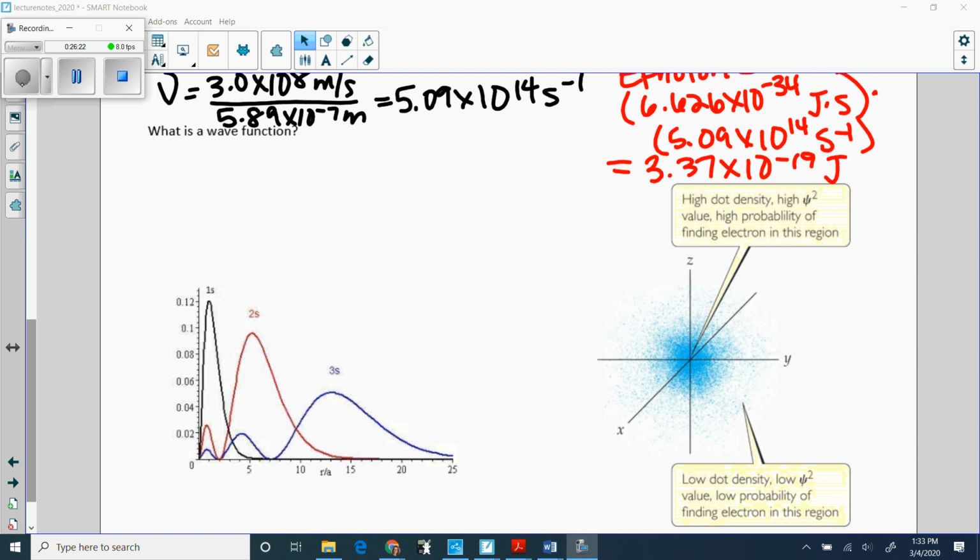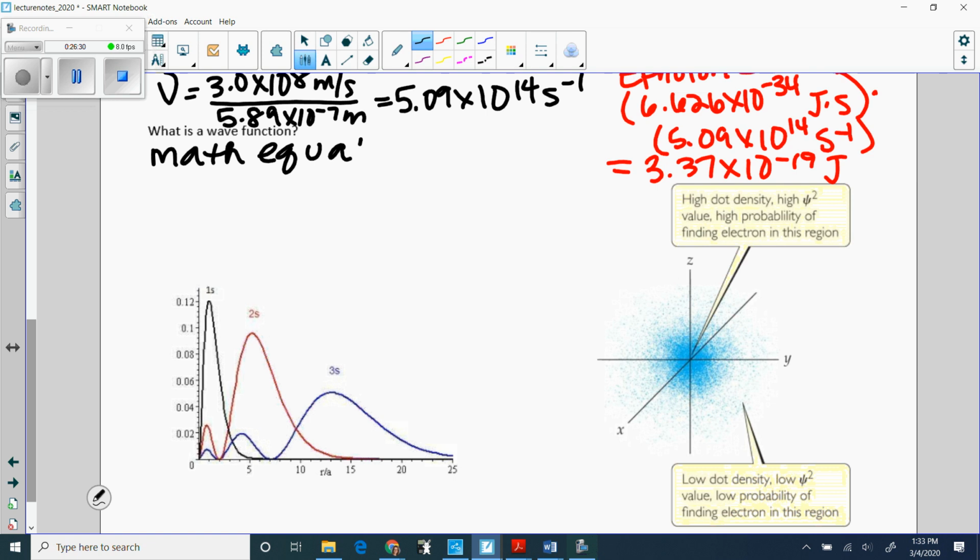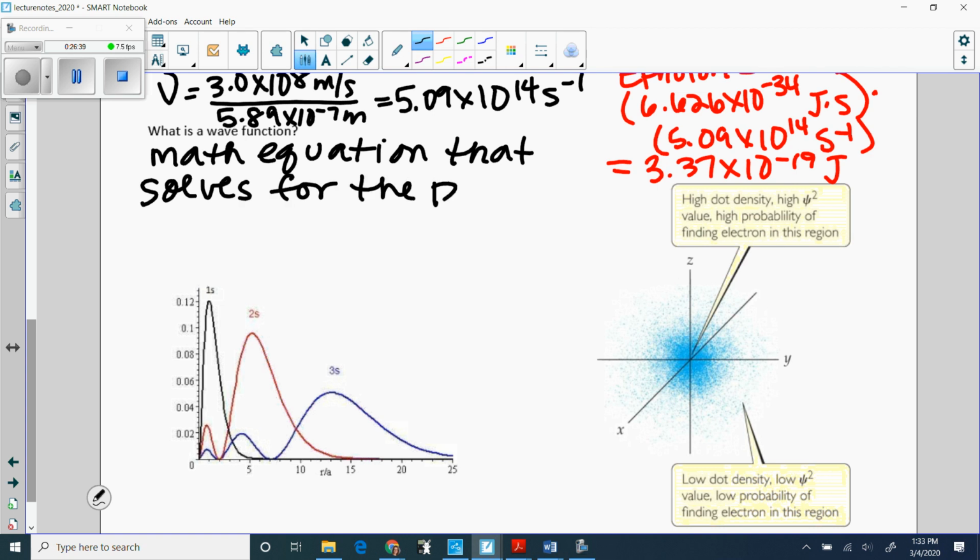All right. Wave function. A wave function is a math equation that solves for the probability of finding an electron.